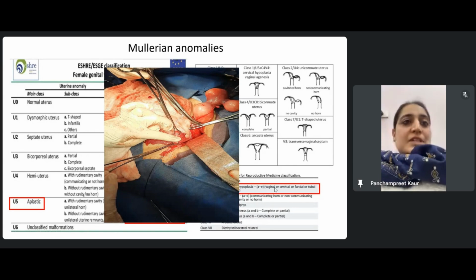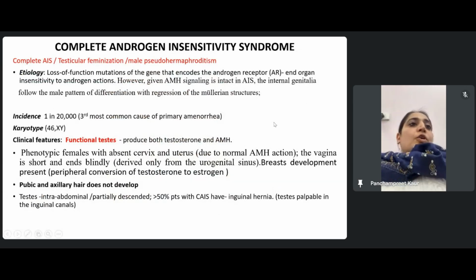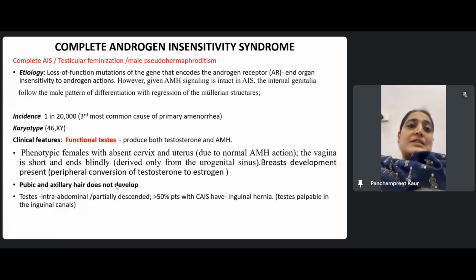It was with vaginal agenesis and cervical agenesis, so it was removed. So complete androgen insensitivity syndrome has a functional testis, and they are phenotypic females, but with an absent cervix and uterus because the normal AMH secretion is there. It is a receptor deformity. The receptors are defective, so the AMH is normal. It is not able to act on the receptors because of the deficiency.